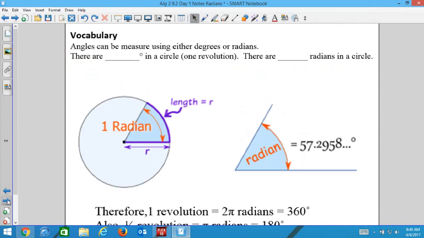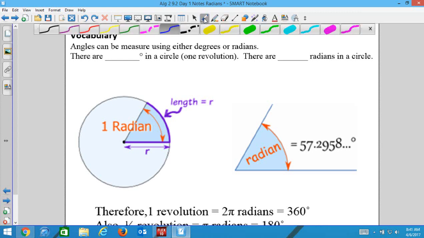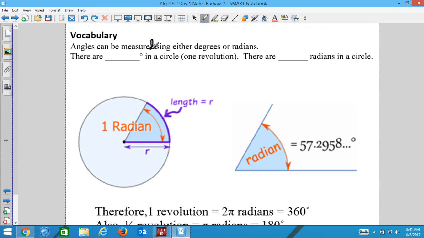So here we have some vocabulary. Angles can be measured using either degrees or radians. There are how many degrees in a circle? One revolution is 360 degrees.